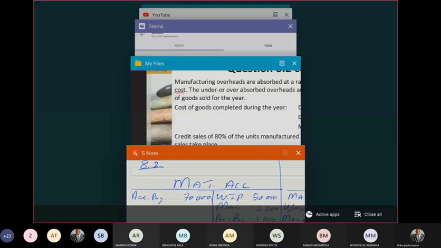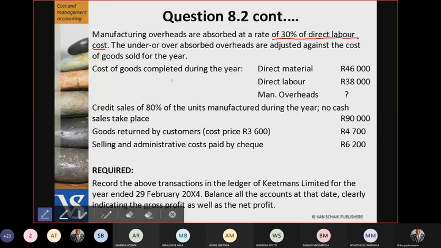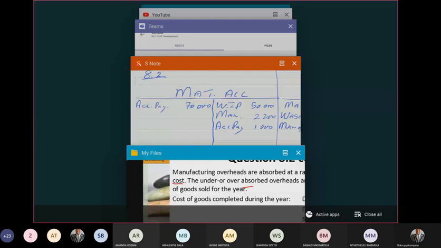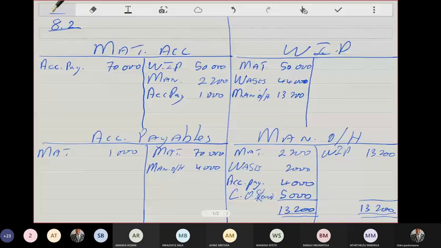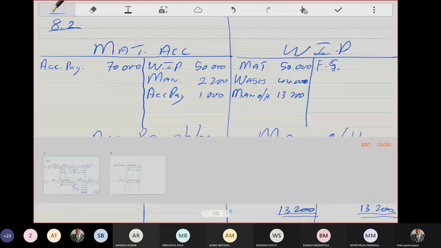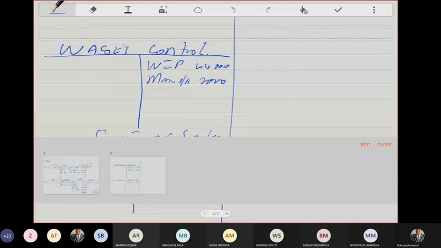We've also done with this. Cost of goods completed during the year: direct material 46,000, direct labor 38,000, manufacturing overheads. They say that you need to work out on your own. But you know what the accounts are that are going to be involved: your work in process account with finished goods. So we come here to open up our finished goods account.